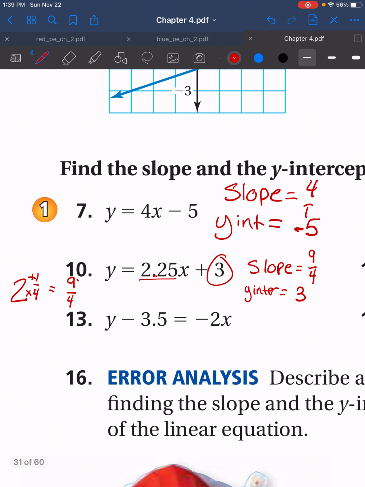13, I want you to try this one on your own. Lots of steps here. First of all, you got to get y by itself. Okay, so get that 3.5 to the other side. After you get the 3.5 to the other side, tell me what the slope and the y-intercept are. Even though the slope can't be a decimal, the y-intercept can be. So even though this looks like you're going to have to change things to fractions, you don't have to, because this is not the slope. This is the slope. And I know that because slope is always snuggled up next to an x, okay? So be careful on number 13, but try it on your own.